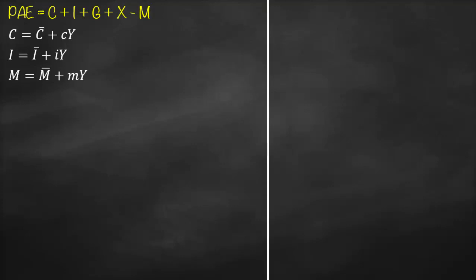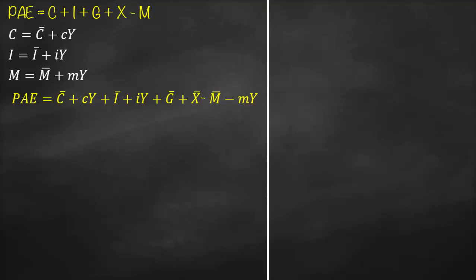And our imports is composed of autonomous imports and induced imports. So in this example, you will see that government spending and exports are considered autonomous, which means they are independent from our level of income. So let's substitute the consumption function, investment function, and import function into our planned aggregate expenditure formula. So our planned aggregate expenditure will be equal to C bar plus little cY plus I bar plus little iY plus G bar plus X bar minus M bar minus little mY.